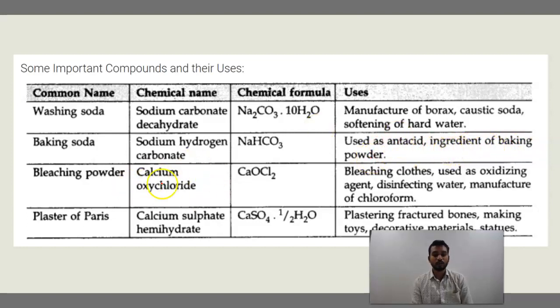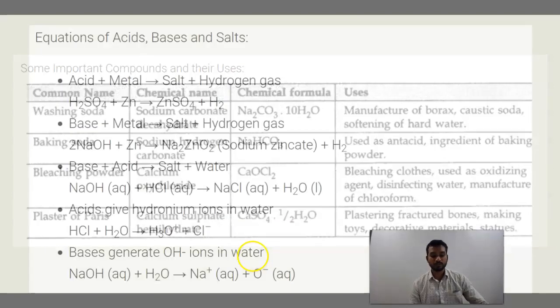Bleaching powder is calcium oxychloride, CaOCl2. Uses: bleaching cloth, as an oxidizing agent, disinfectant for water, manufacturing of chloroform. Plaster of Paris, calcium sulfate hemihydrate, CaSO4 half H2O. Uses: plastering fractured bones, making toys, decorative materials, statues. So remember this table, it is very important. It can give you more marks.